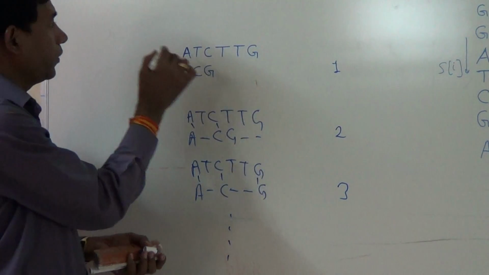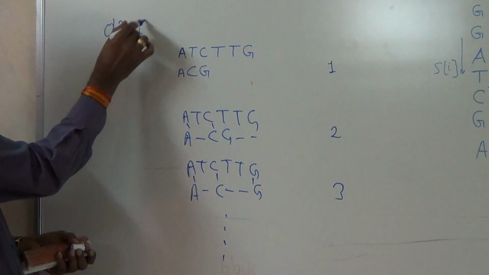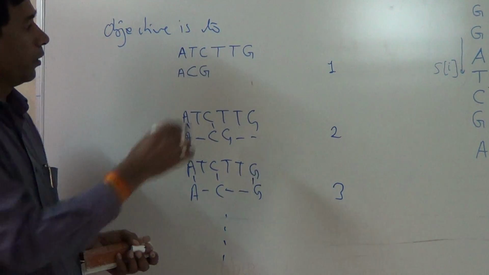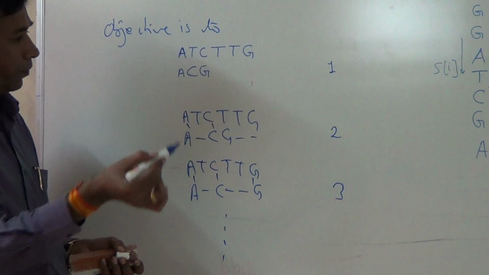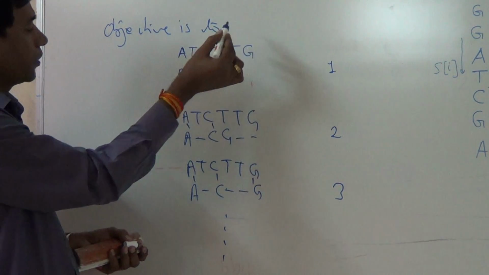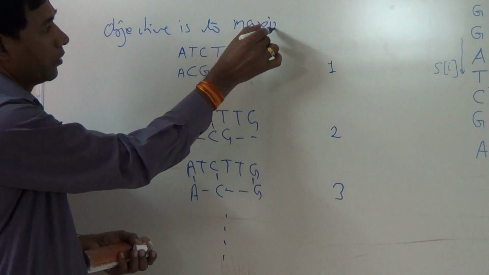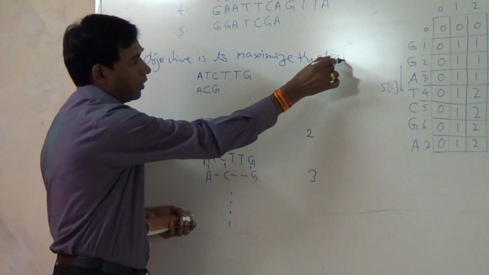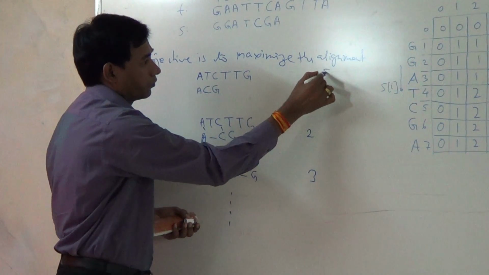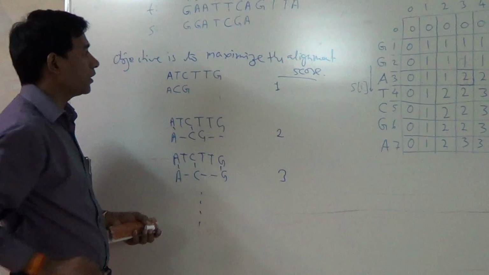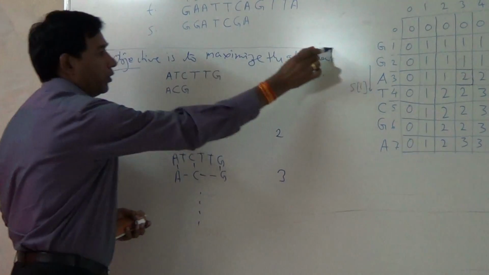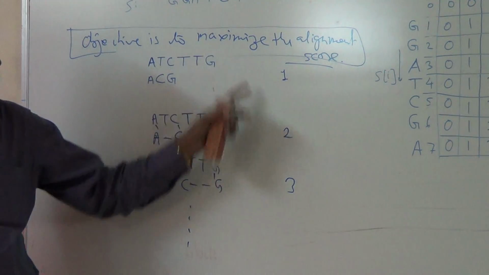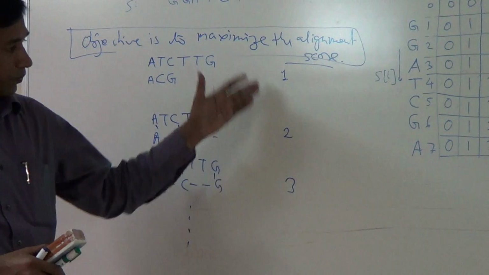Our objective is to align with the best possible score, meaning the objective is to maximize the alignment score. If we go for the brute force method, then determining all possible alignments is not feasible. It is exponential in nature.